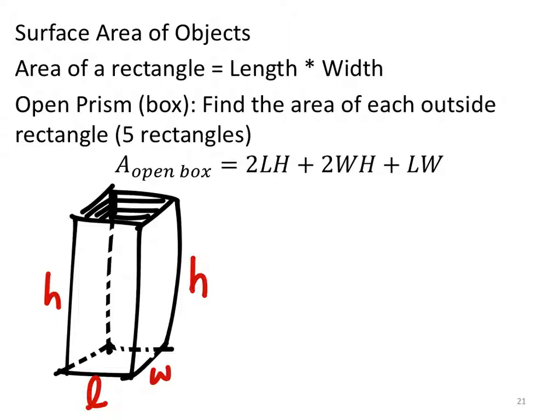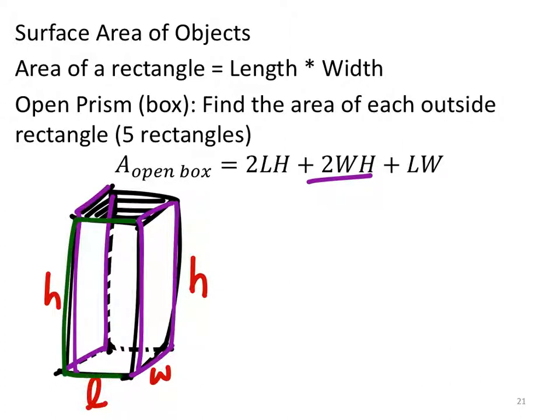So we can see from this, hopefully, that I've got this right side, which is also matching this left side. That's why we have two of these width-heights. And then I've got the front, which also matches the back face, which is why I've got two length-heights. And again, with the bottom piece, the base, whatever, I've only got one length-width, because this is an open box, open prism, whatever.